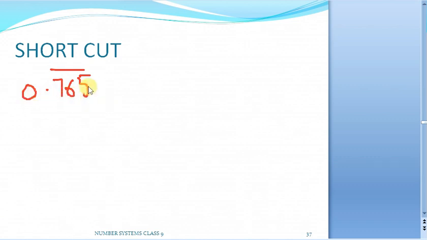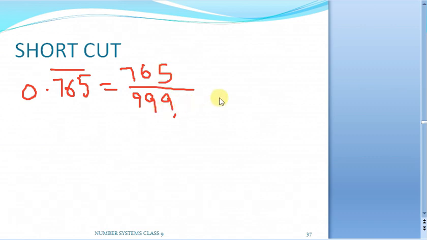So already we have seen how to convert it. You write the number as 765 as a whole, which is after the decimal point, and how many digits are actually repeating? 3 digits. You place 3 nines. So this is going to be your answer. After doing so, if something is common in the numerator and denominator, you cancel it to the simplest form.